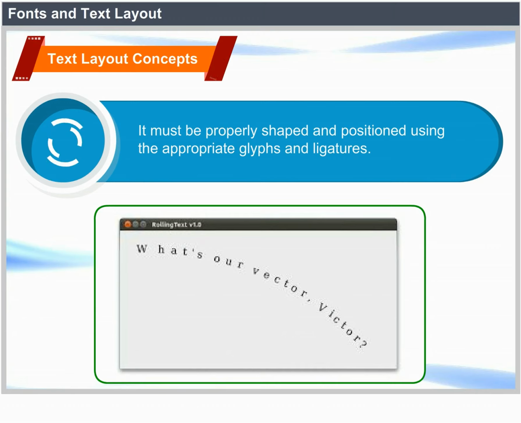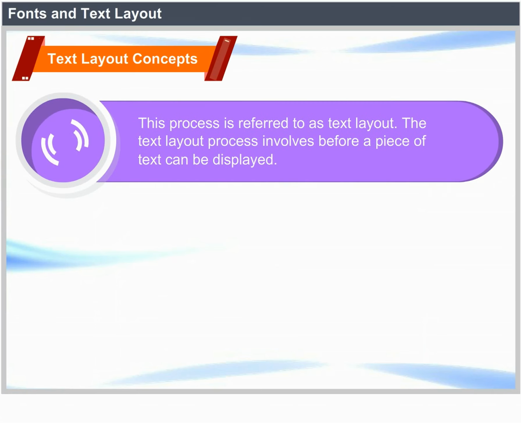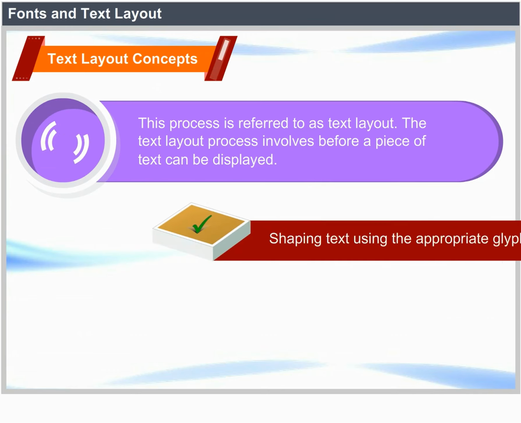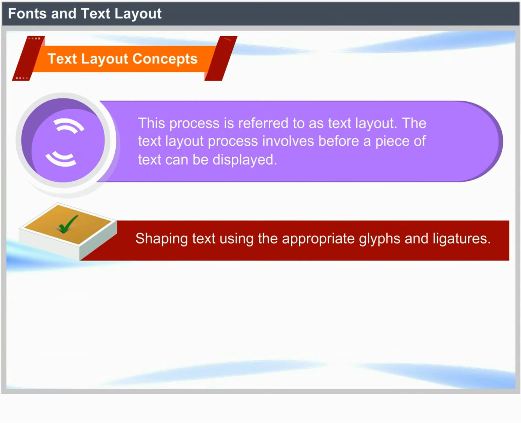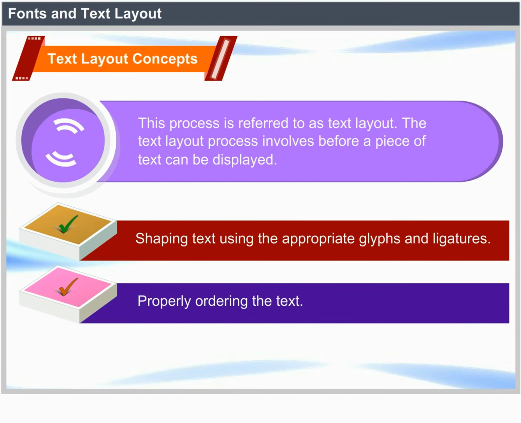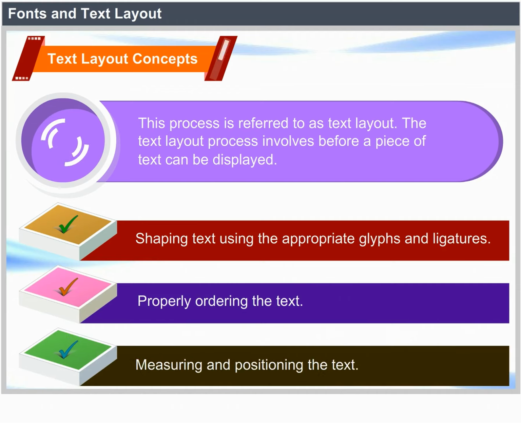Text layout concept. Text must be properly shaped and positioned using the appropriate glyphs and ligatures. This process is referred to as text layout. The text layout process involves the following before a piece of text can be displayed: shaping text using the appropriate glyphs and ligatures, properly ordering the text, and measuring and positioning the text.